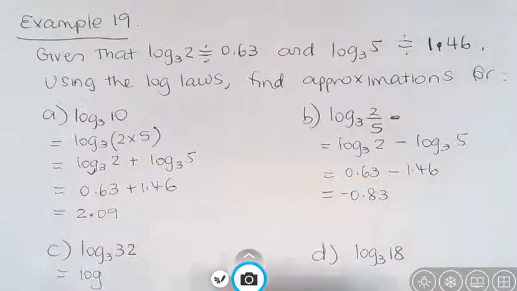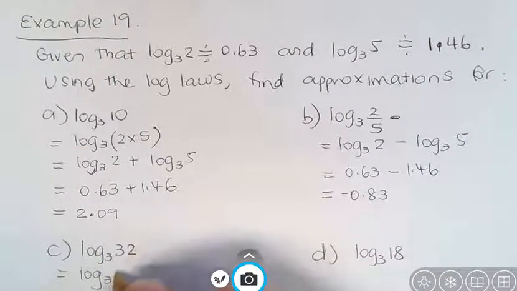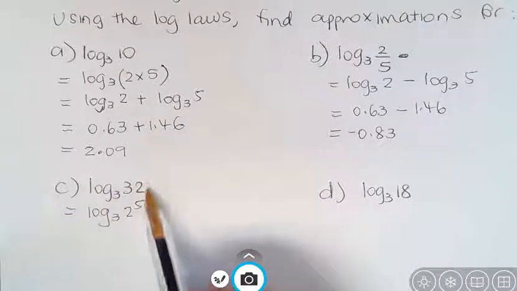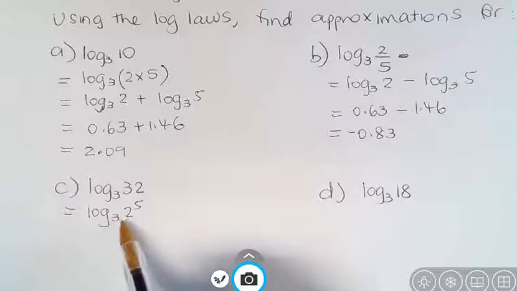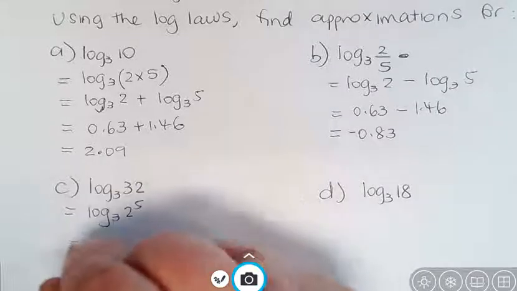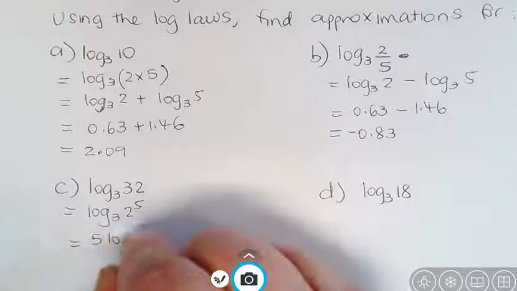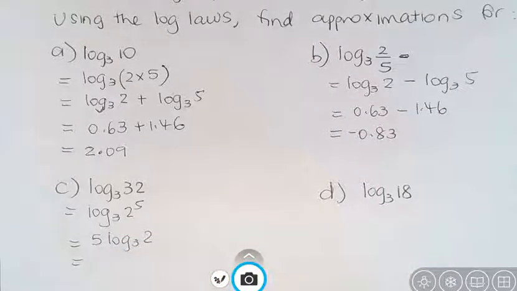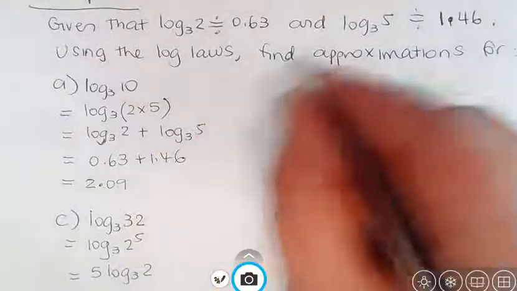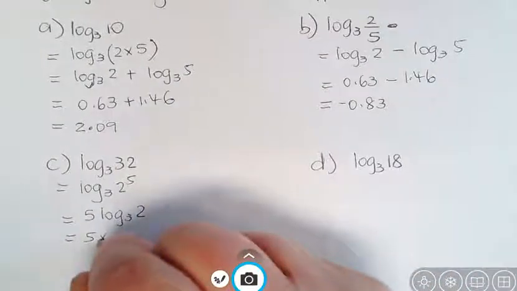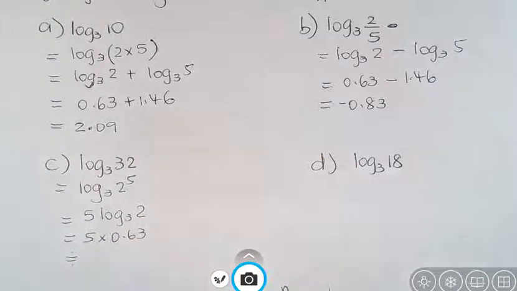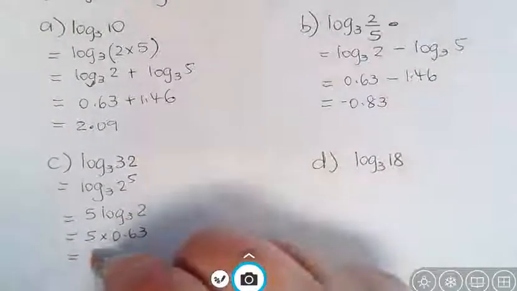Remember, you've got the power rule, so we can write 32 as 2 to the power of 5. So therefore, log to the base 3 of 32 is log to the base 3 of 2 to the power of 5. Remember, with our log law, we bring that 5 to the front. So it's 5 times log to the base 3 of 2. Now we know that log to the base 3 of 2 is 0.63, so it's 5 times 0.63. Remember, this is an approximation as well. And we end up with 3.15.